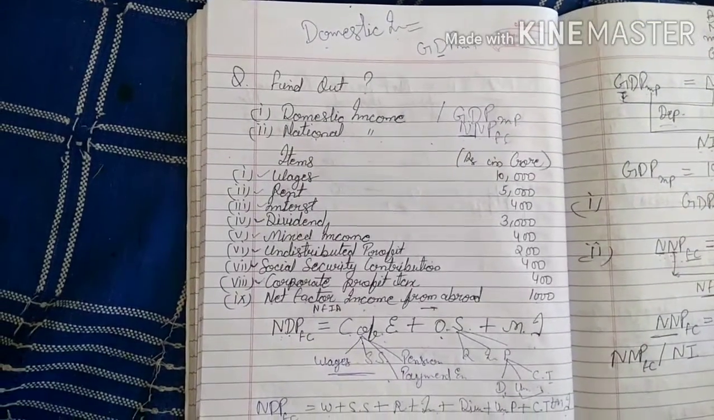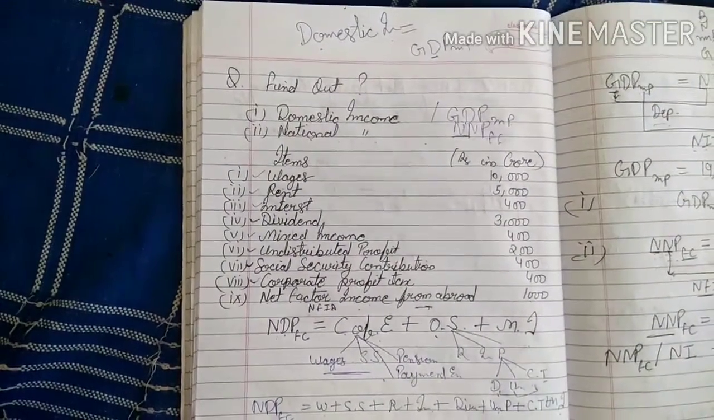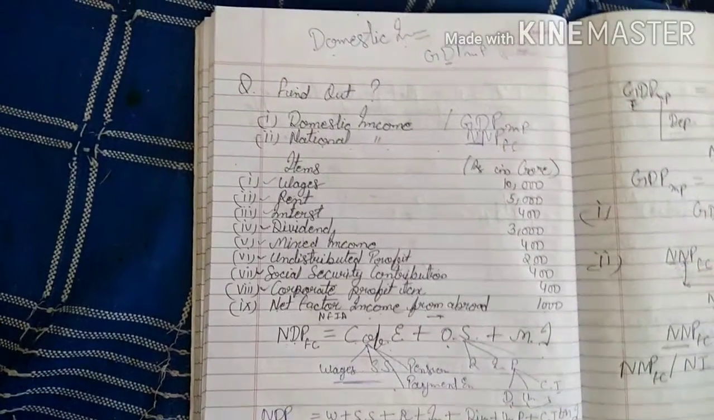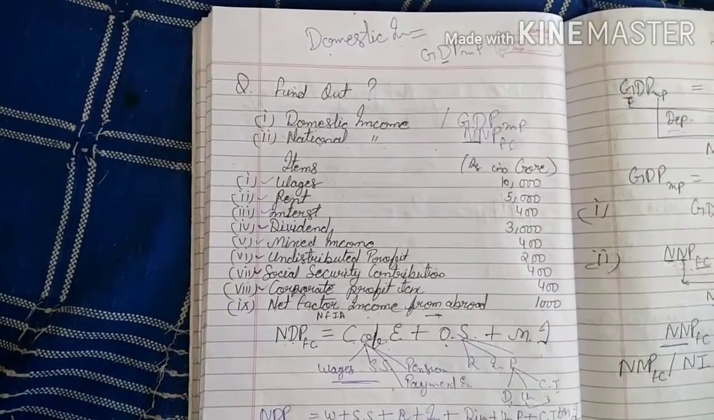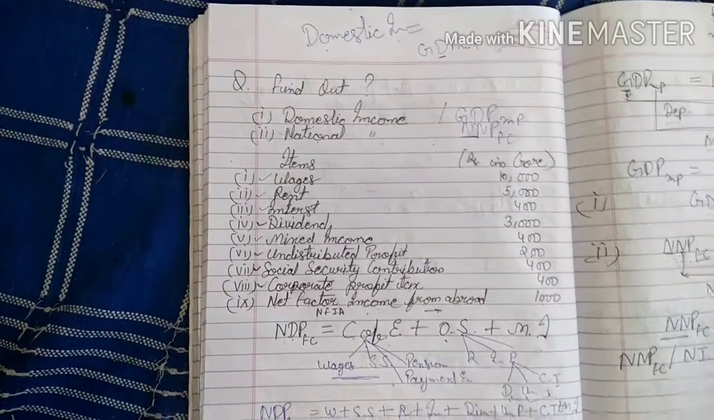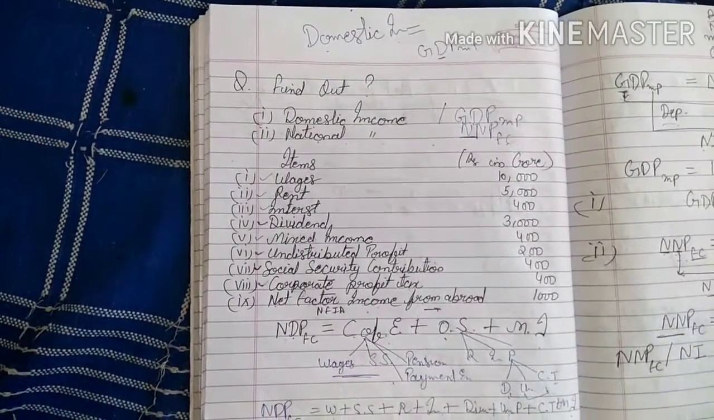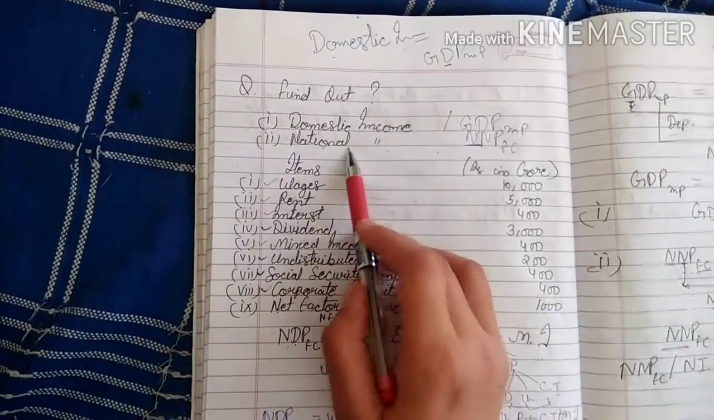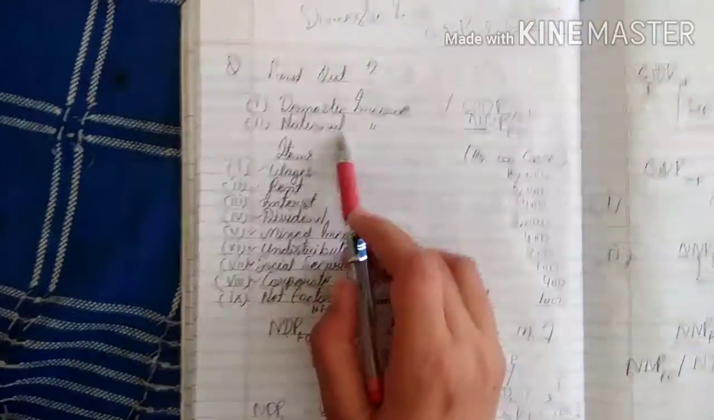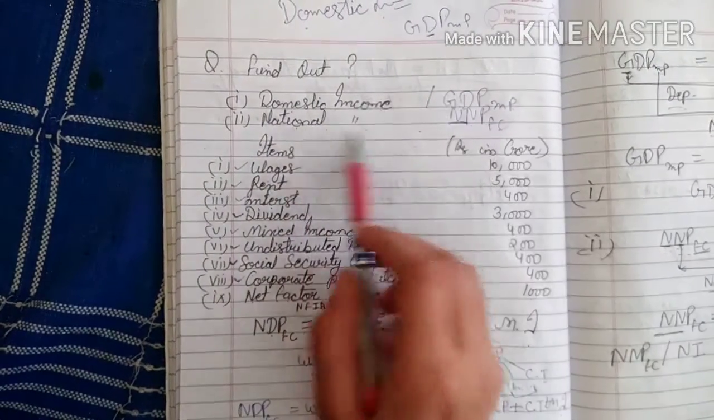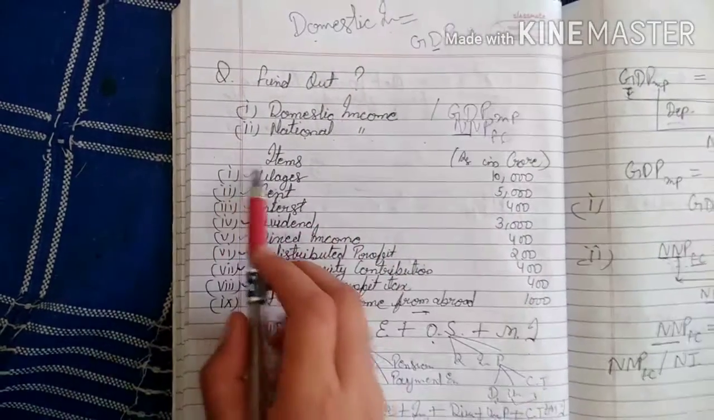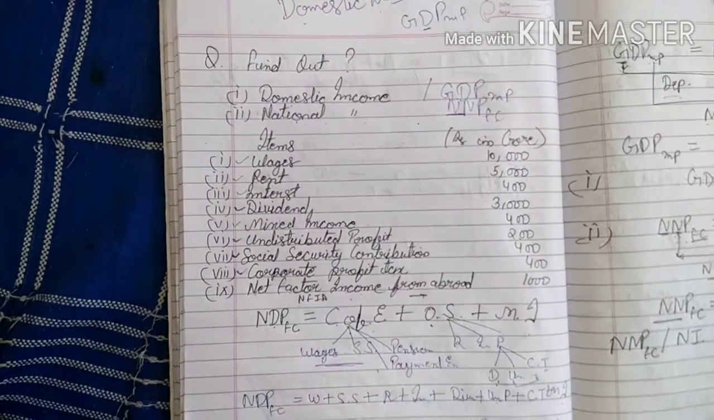Hello students. So we continue our topic, and our topic is national income calculated by the second method, and the second method is the income method. So this is an example of the income method. I read the question. The question asks, find out the value of domestic income and national income. And these terms are given in your question.